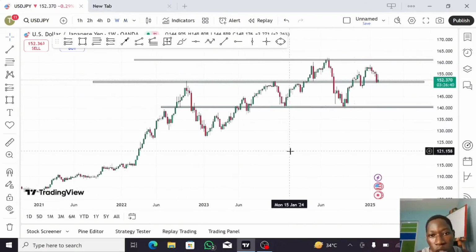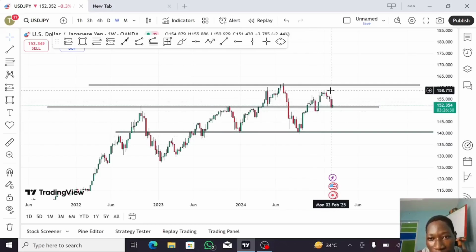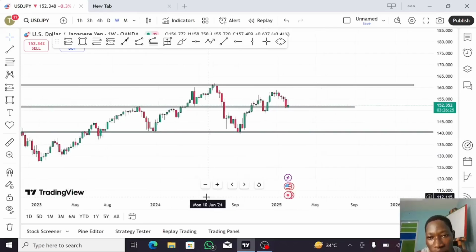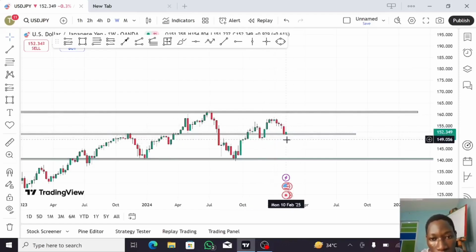Now note that I said this market created a low at this point, then created a high at this point, created a low at this point, then created a high. You can see that this high and this high are almost equal highs, right? This one is just a little bit more than it, so it's not really a high like that. It's kind of an equal high. You get what I'm trying to say.